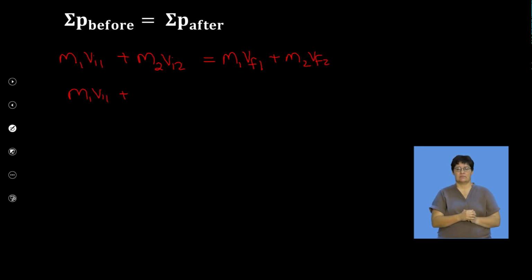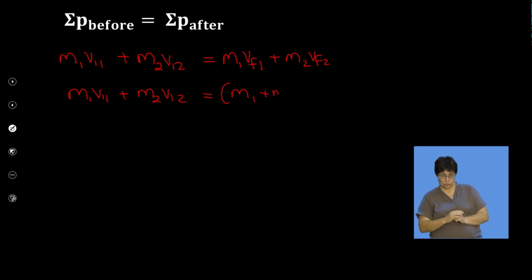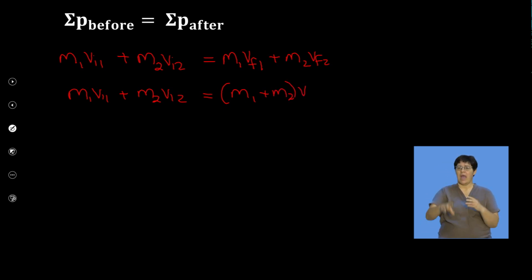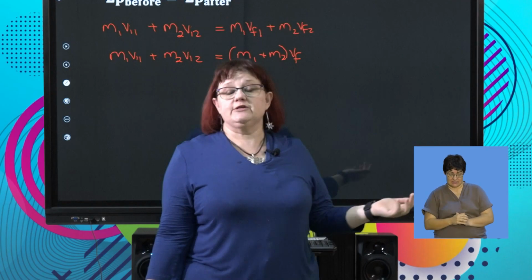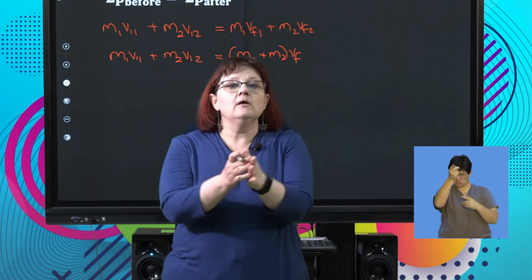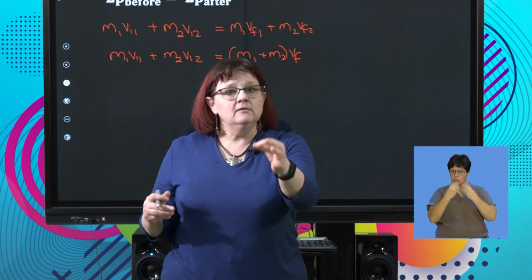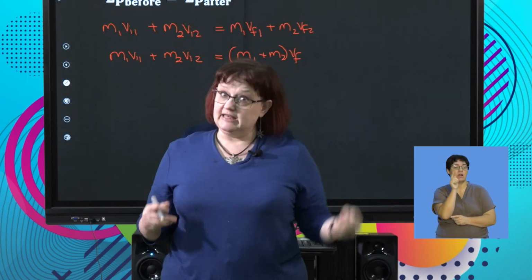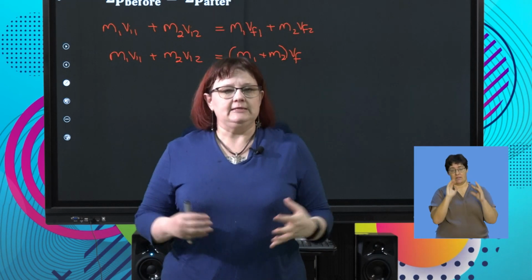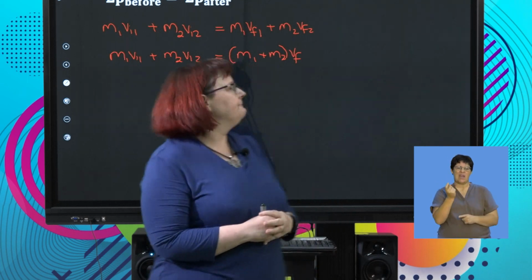Before they were two, so they both have their own momentum. Afterwards, they become one object, so we add their masses together, and we have a single final velocity. All right? You can still use the first equation if you want to when they stick together, but you have to remember that their velocities are equal. So sometimes it's just easier to add their masses together.